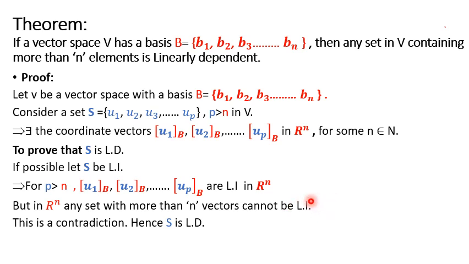So you are getting a contradiction. You are supposing that it is LI, but again you are saying in Rn more than n vectors cannot be linearly independent. Why are you getting a contradiction? Because you supposed that this set S is linearly independent. So what must be correct? S must be linearly dependent. So not only in Rn, in any vector space V which has a basis with n number of elements, according to this theorem, any set having more than n number of vectors must be linearly dependent.